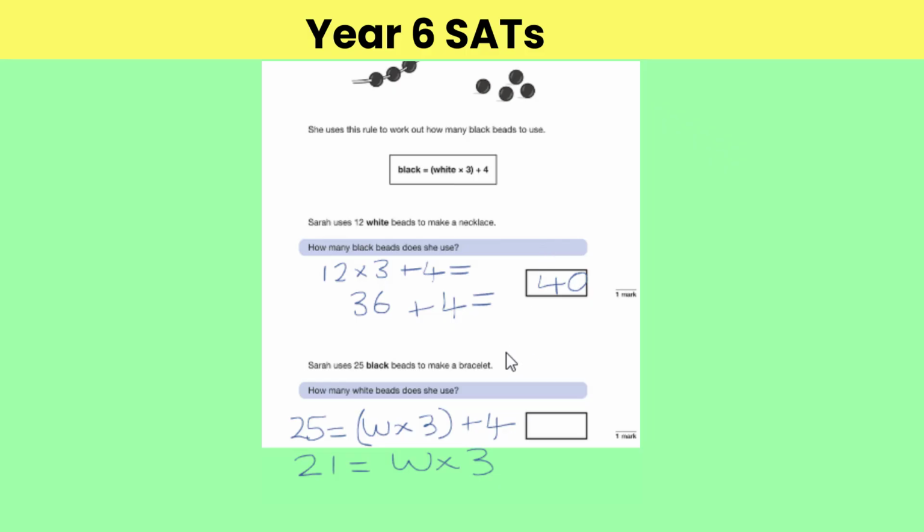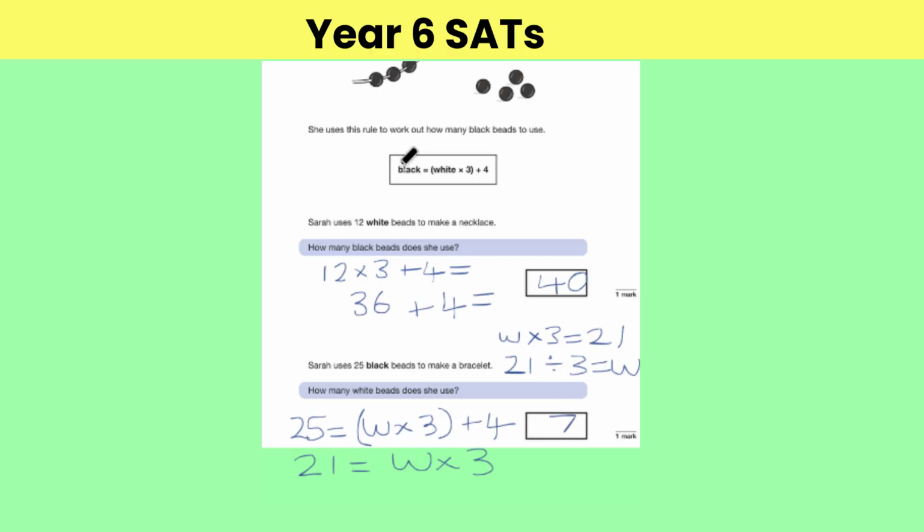So now we've got something we can use the inverse of. I'm just going to write it up here. If I said to you W times 3 equals 21, if I wrote it that way round, hopefully you can see the inverse. To do the inverse of times by 3, we divide by 3. So that means that 21 divided by 3 will give us the number of white beads, and 21 divided by 3 is 7.